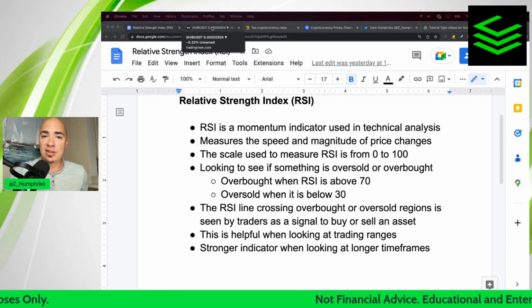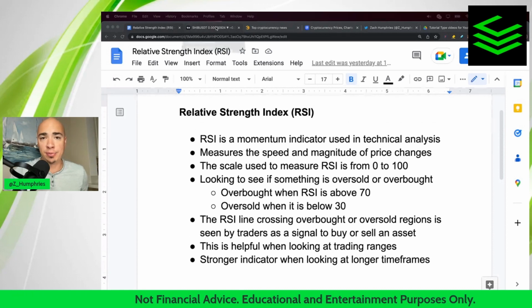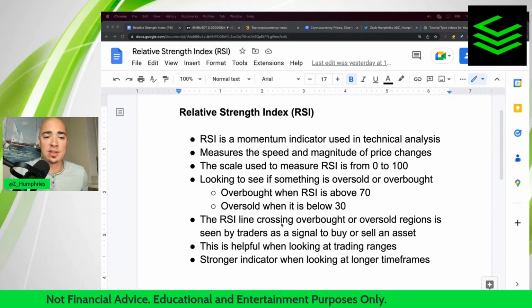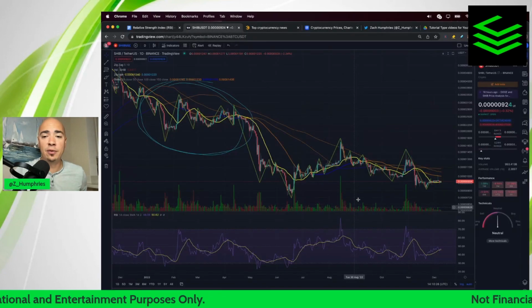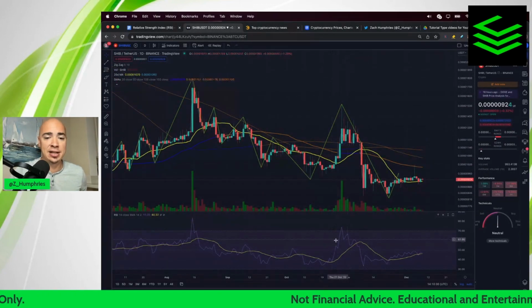And mind you, this is also something you could use to look at when to buy a cryptocurrency for the long term, right? If something is oversold below 30, that's a good time to accumulate it for the long term as well. So the RSI box is this box down in here in purple.